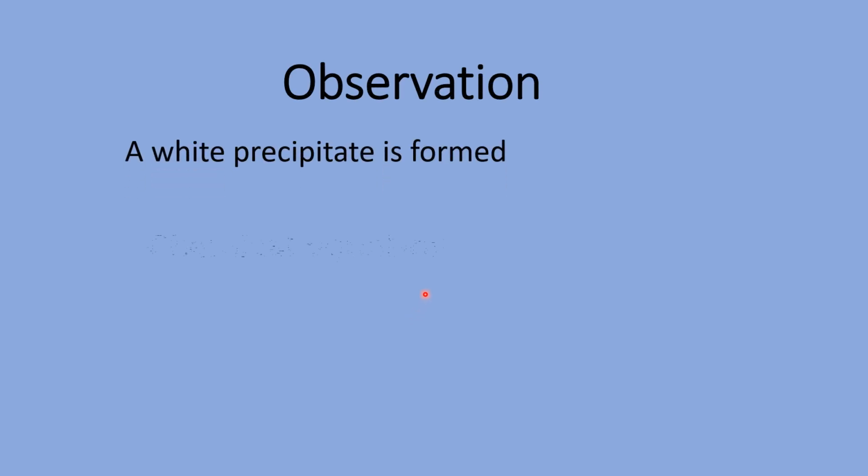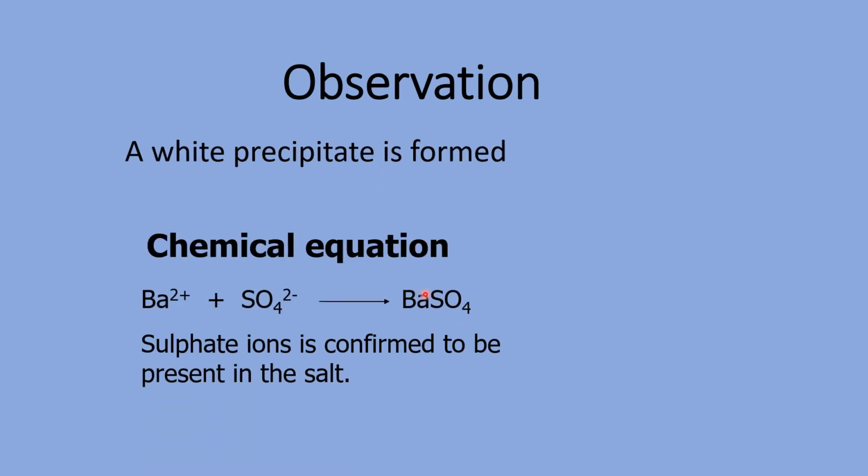Observation. A white precipitate is formed. The chemical equation is the reaction between the barium ion and the sulfate ion. Since this is a test to confirm the presence of a sulfate, you should use barium, either barium chloride or barium nitrate, and you will produce barium sulfate. Barium sulfate is an insoluble salt, which gives you a white precipitate. So sulfate ion is confirmed to be present in the salt.